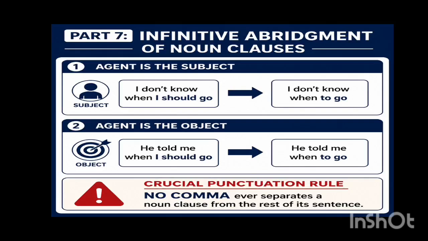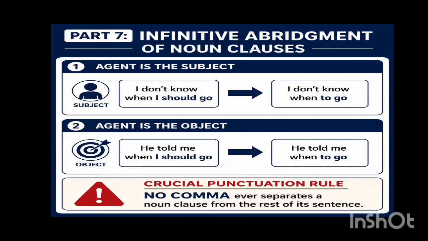And the second one is agent is the object. Here the agent of the clause is the object of the main sentence. Look at the example, he told me when I should go. Here the person who should go is me, the object. Because it's clear who we are talking about, we can abridge it and say he told me when to go.